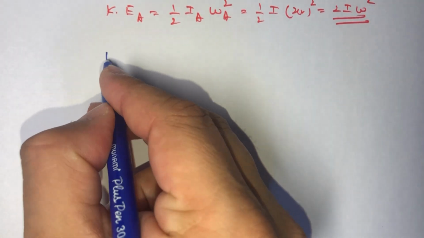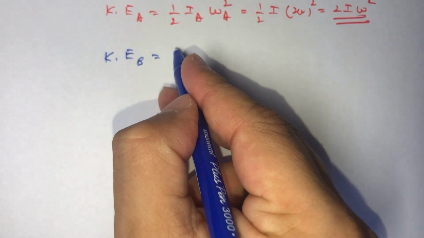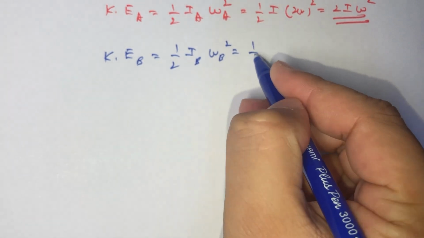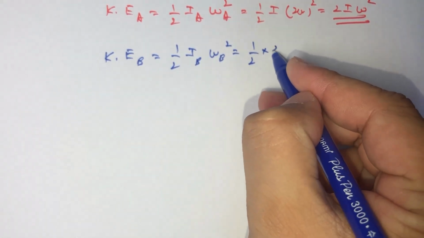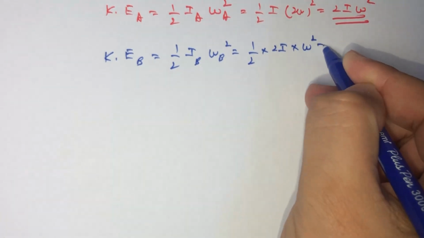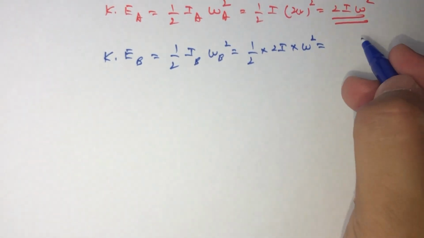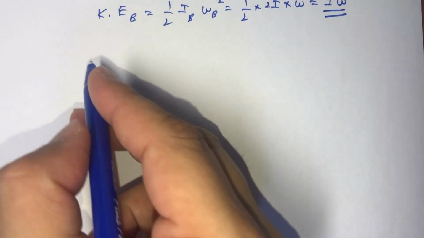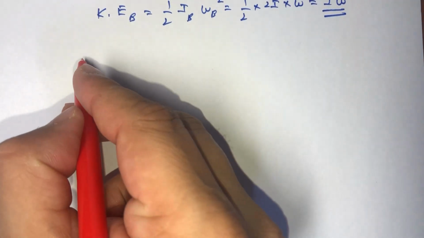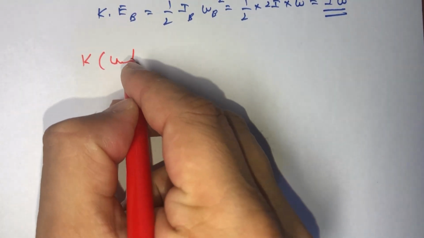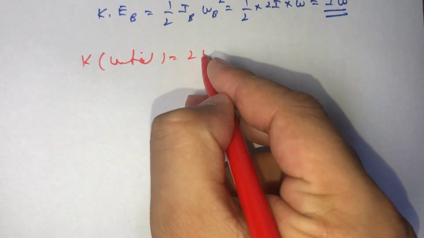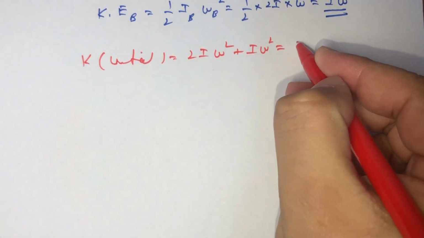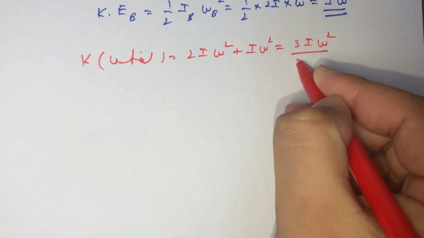Similarly, the kinetic energy for B is equal to half moment of inertia for B and omega B square, and we get half, moment of inertia of B is given as 2I, multiplied by omega square, and this comes equal to I omega square. Therefore, kinetic energy initial, K initial, will be equal to 2I omega square plus I omega square, and this comes as 3I omega square.